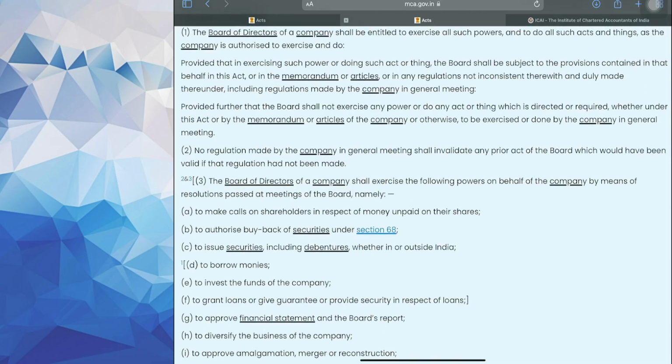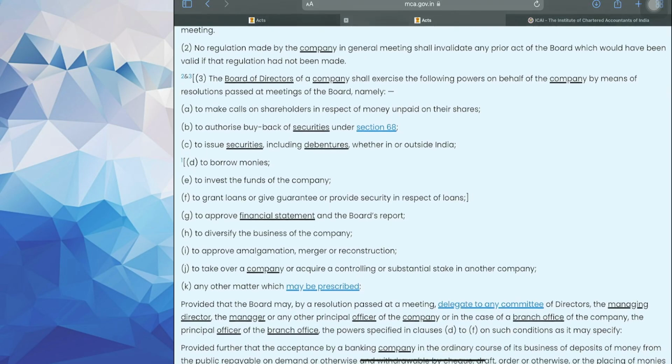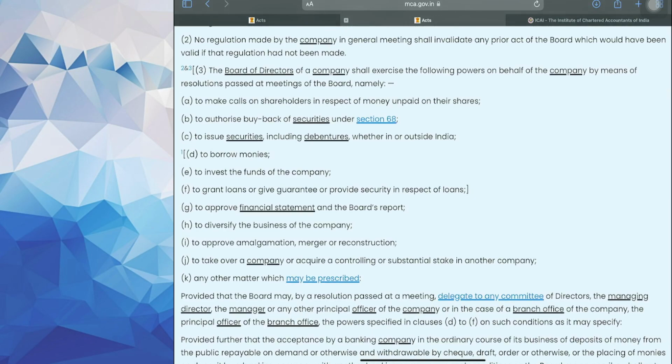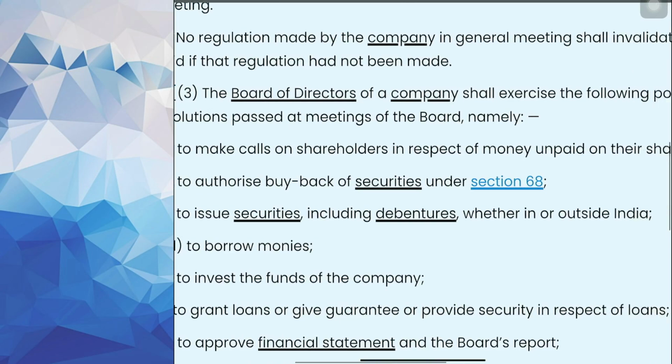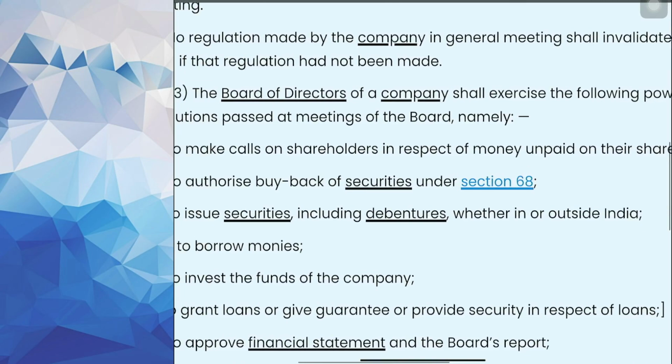Next, the board cannot exercise the shareholders' powers. Read that. Provided further that the board shall not exercise any power or do any act or thing which is required, whether under the Act, memorandum, articles, etc., to be exercised or done only by the company in a general meeting. Only by a company in a general meeting. Last one, very, very important. Sub-section 2. Read. No regulation made by the company in a general meeting shall invalidate. Stop there. No regulation made by the company in a general meeting shall invalidate means a regulation made by the company in a general meeting is validated.